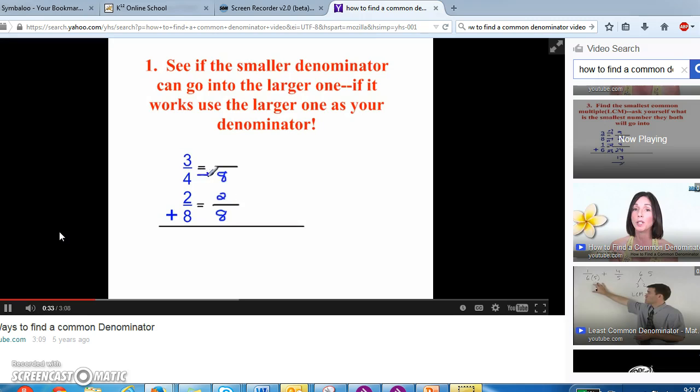Down here, though, we said we need to multiply by 2. To make it fair, we have to do the same to the top. 3 times 2 is 6. And now we can go ahead and add because we have common denominators. 6 plus 2 is 8. It's still 8, so 8/8. We don't leave it this way, though. We should always make it proper. So 8/8 is the same as 1 whole.